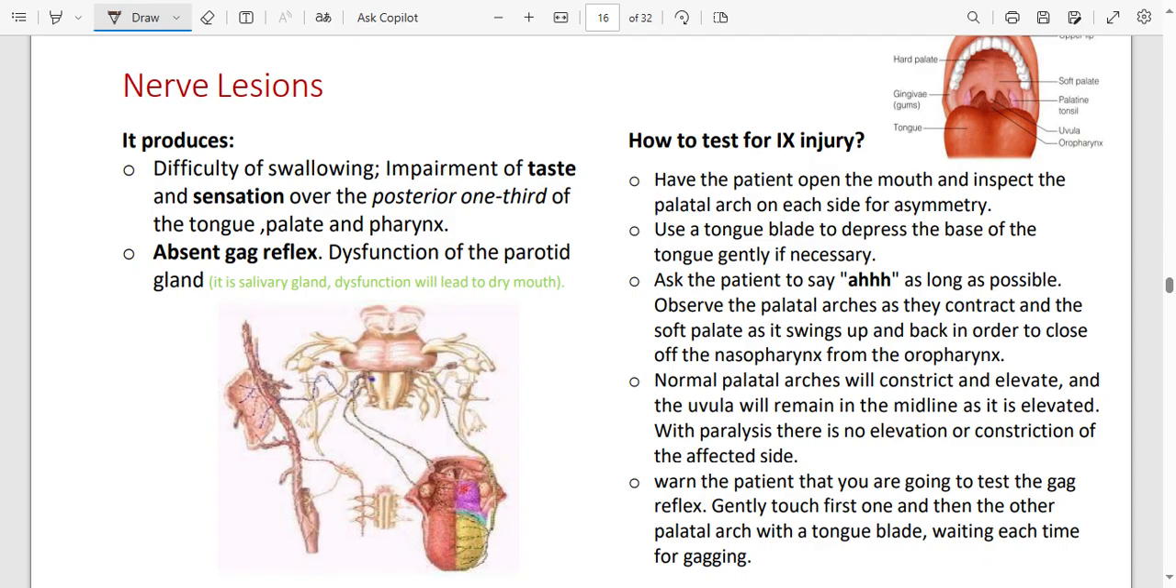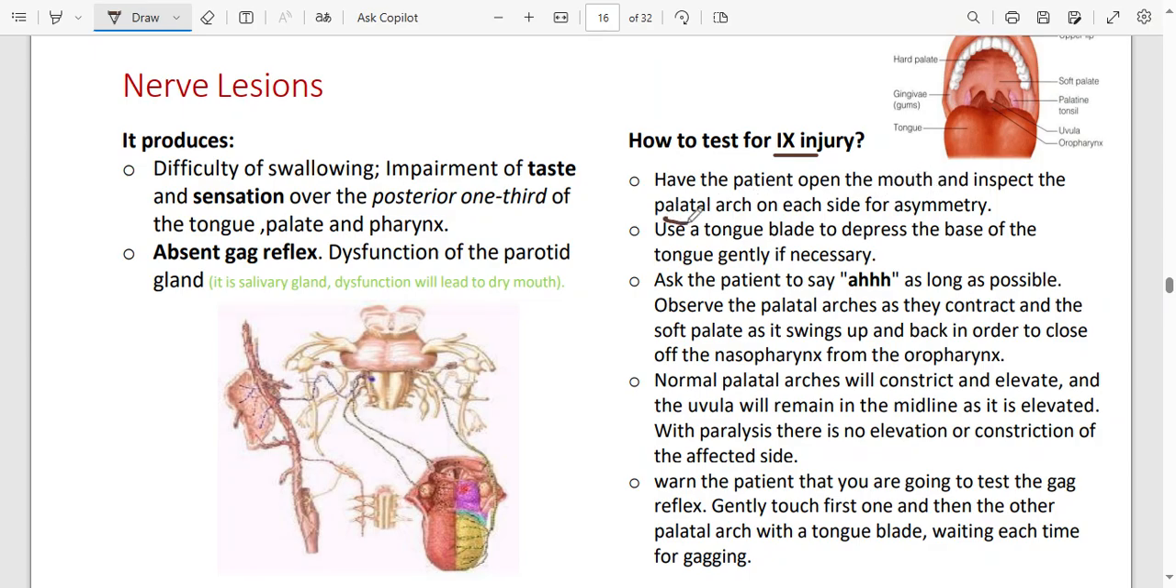The gag reflex, what happens is that when you try to put your fingers in your mouth, you feel like vomiting. And that's a gag reflex, and that's initiated by this cranial nerve. So how do you test if there's injury to cranial nerve number 9? You ask the patient to open the mouth and inspect the palate arch on each side, and you're trying to look for symmetry.